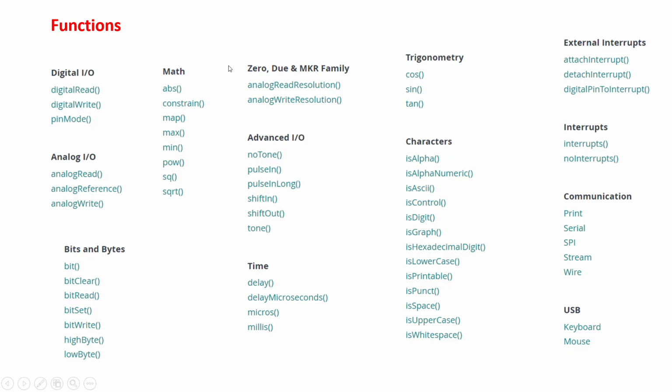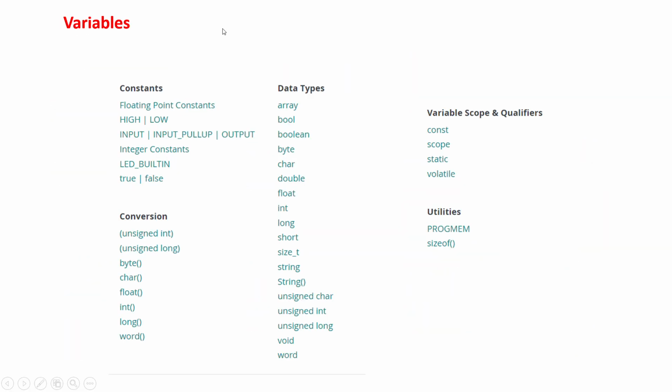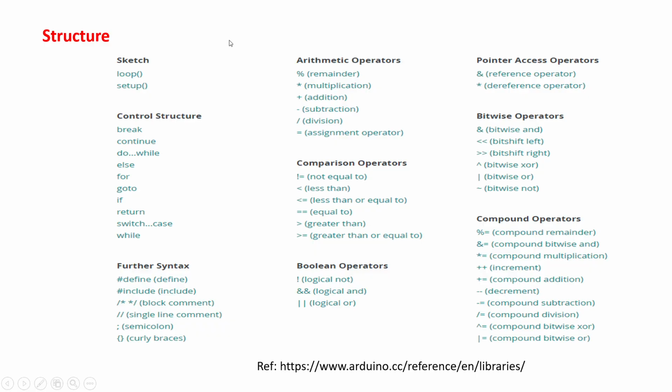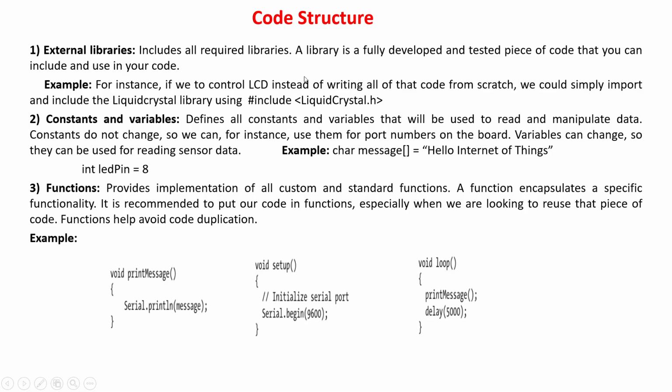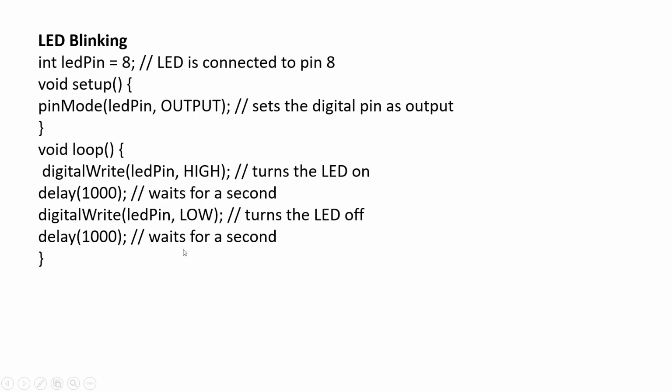In language differences, we are going to have four types. First is functions, second variables, third structure, and next code structure. Now let us come one by one.